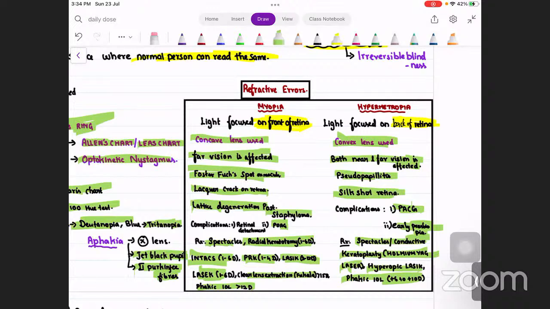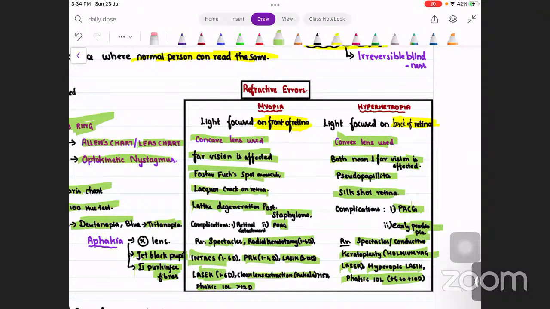Myopia or hypermetropia? Where do we use the convex lens? Hypermetropia. Concave lens? Myopia. Short retina is seen in hypermetropia. Fuchs' spot on macula is seen in myopia.